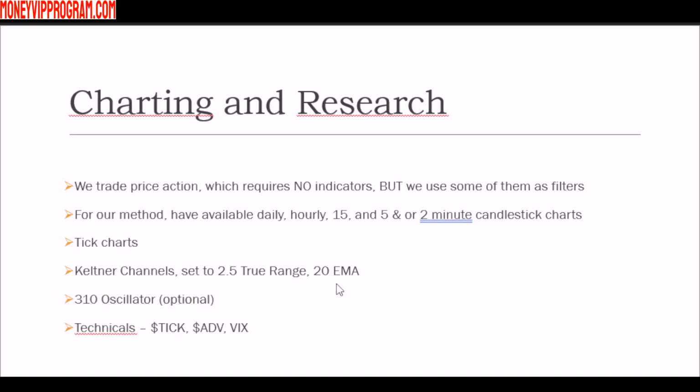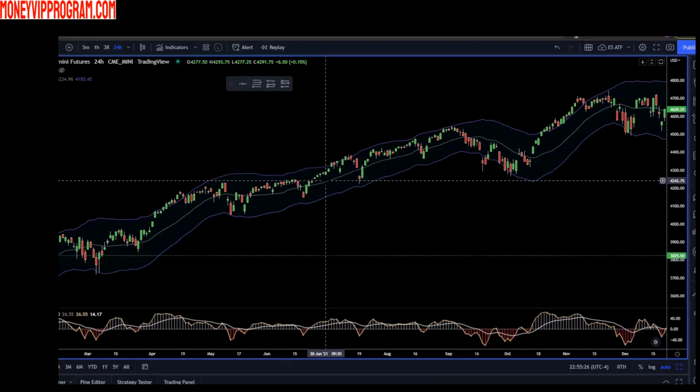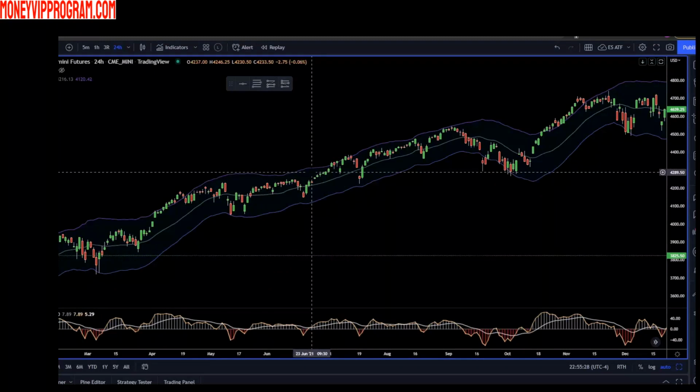Okay, so the 20 EMA is the line in the middle that everything else is structured around. Okay, the Keltner channels are 2.5 of the average, multiple of 2.5x the true range around the 20 exponential moving average. So here they are on the chart. Okay, so there's the 20 EMA in the middle. There's the upper and lower channel.